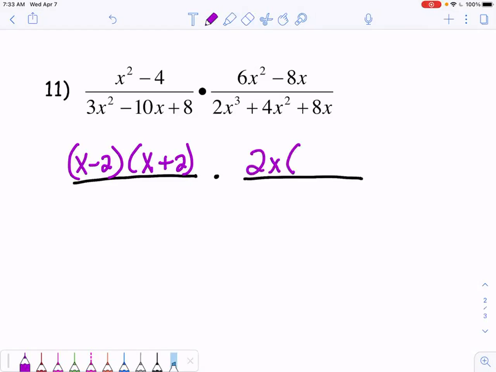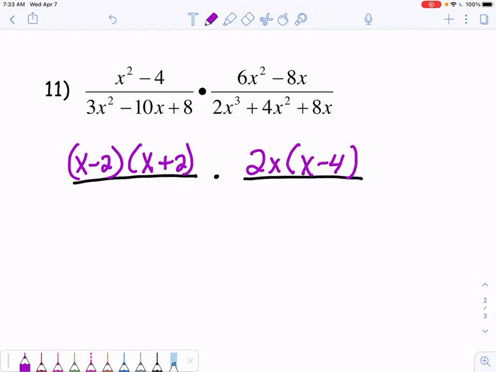Yeah. And you're left with? Right. That is greatest common factor. So difference of two squares, greatest common factor. Two different methods of factoring. Now we have to look at the denominators.